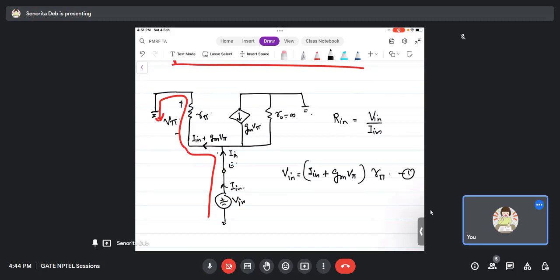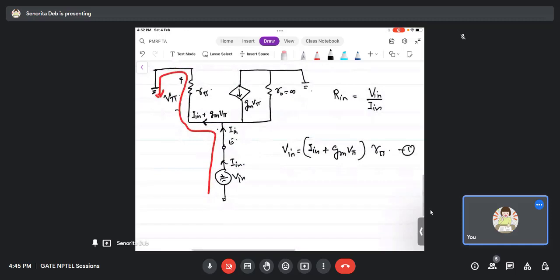Exactly, right? So first I drew the circuit. For a simplified version, I took ro to be infinity, VA infinity. Then I marked the currents. In the emitter branch, Iin is flowing. I am getting a gm V pi current from the collector branch, and Iin plus gm V pi is what will therefore go to the base. Now V pi I have to replace.